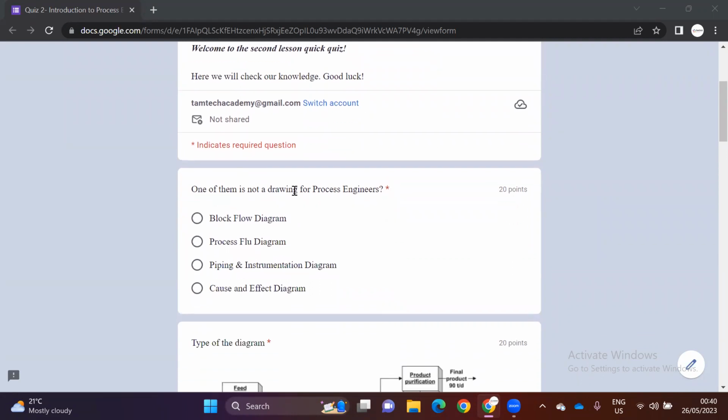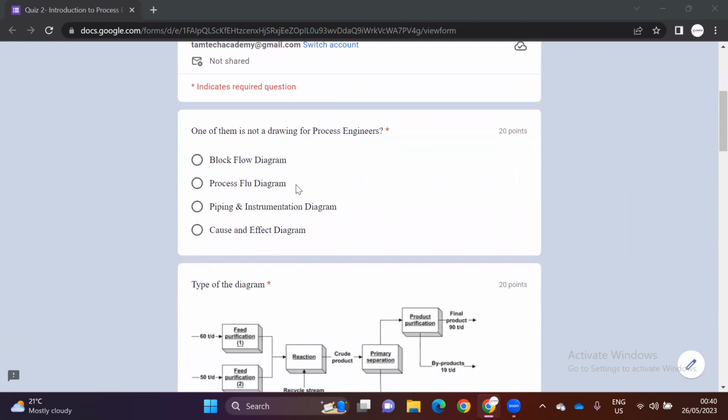One of them is not a drawing for process engineers. Overall, there are three main drawings that process engineers can use. The first one is block flow diagram. The block flow diagram briefly provides limited information. Second one is process flow diagrams, or briefly PFD. This PFD provides an overview of the entire process. They illustrate the major equipment and process streams and their interconnections. So it shows the flow of materials, major equipment components, then process conditions.